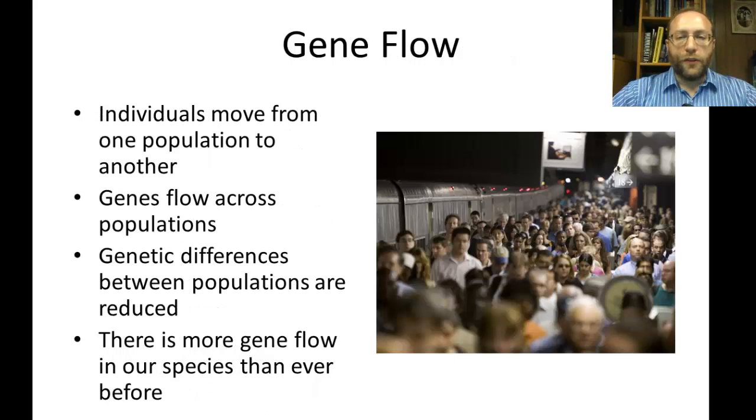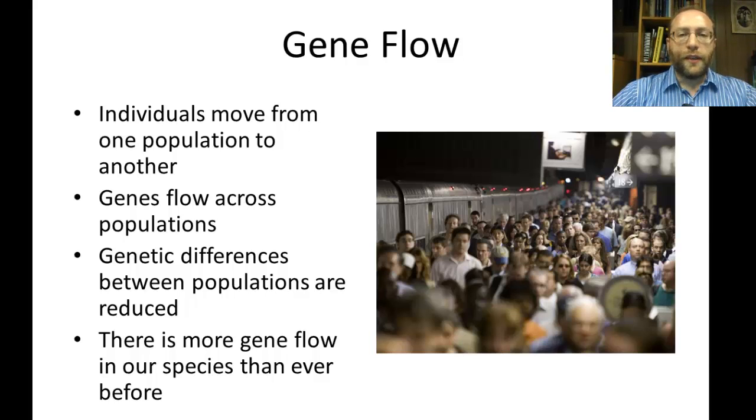Another force in evolution is gene flow. Gene flow basically is the genes flowing from one place to another. This occurs when individuals move from one population to another. And if you look at this picture here, this is a picture of train tracks in Grand Central Station. If you look at the people, you notice that there is a wide variety in the different features, more so than you would see in Manhattan, say 500 years ago.